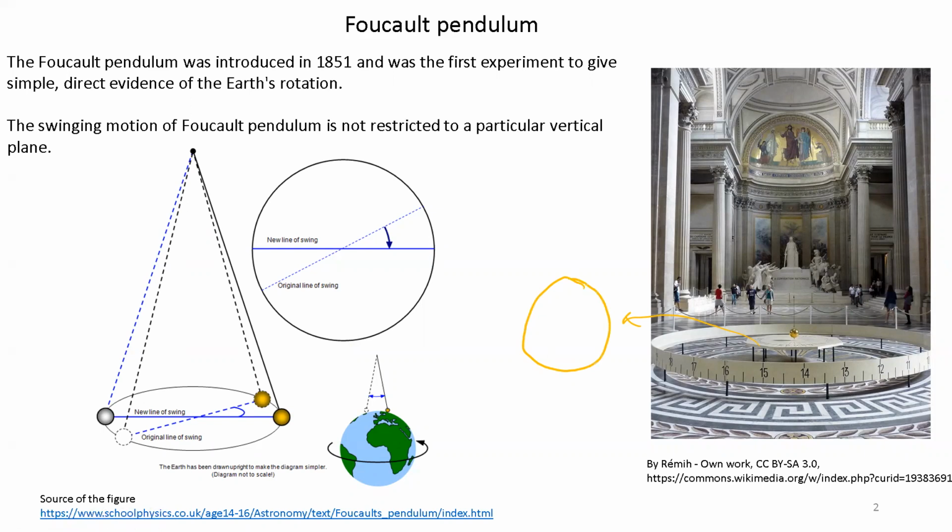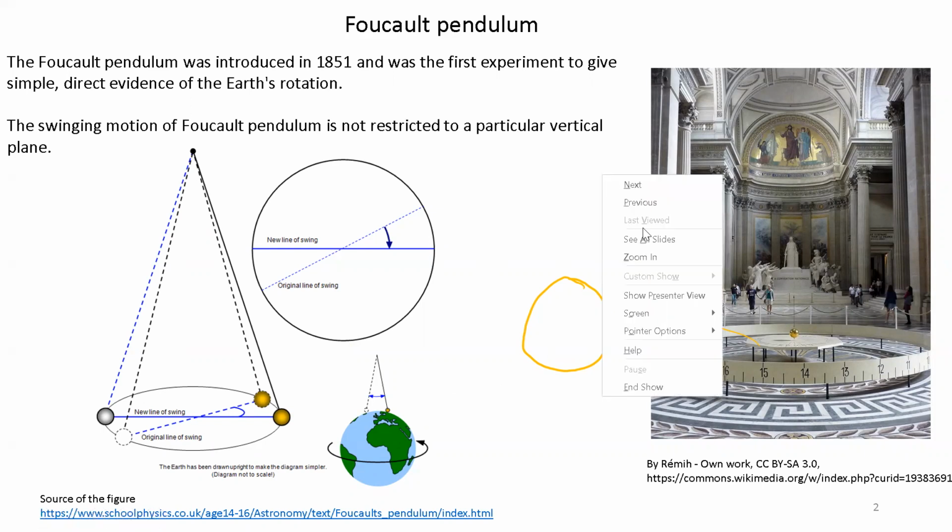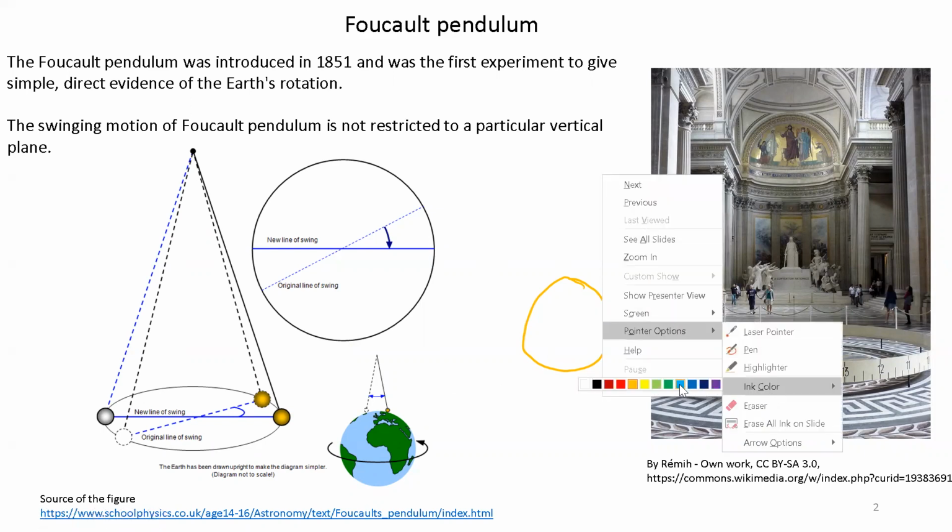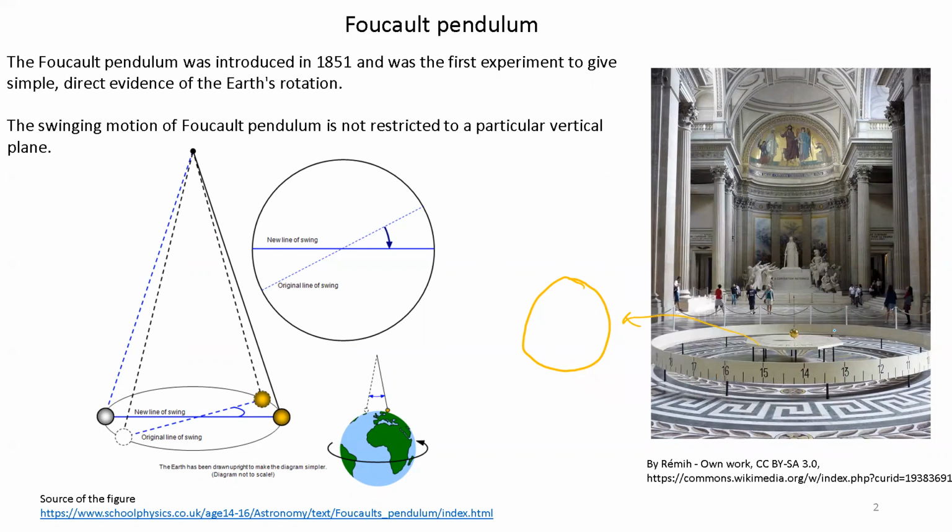So if you have this Foucault pendulum swinging, what you expect is the following. If you pull this mass to this side, what it does is a swinging motion like this. Then if you look from above, you see that the trajectory of your pendulum is doing something like this, right?